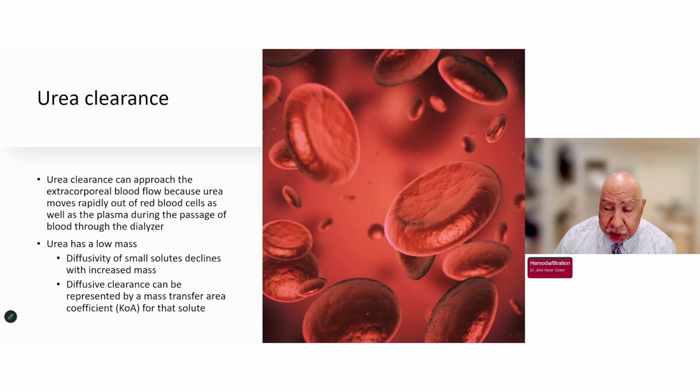Urea clearance can approach the extracorporeal blood flow because urea moves rapidly out of red blood cells as well as the plasma during the passage of blood through the dialyzer. It has a low mass, and the diffusivity of small solutes declines with increased mass. Diffusive clearance can be represented by what's called a mass transfer coefficient for that solute.